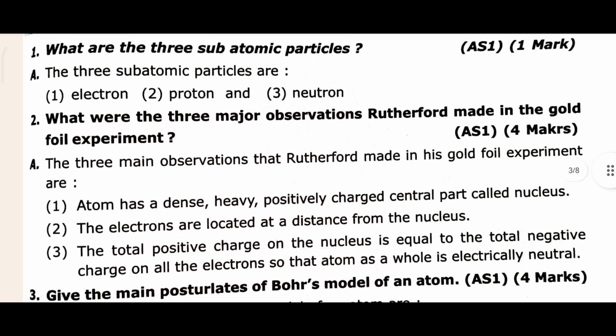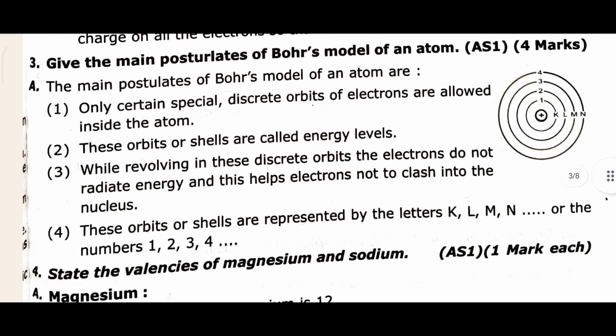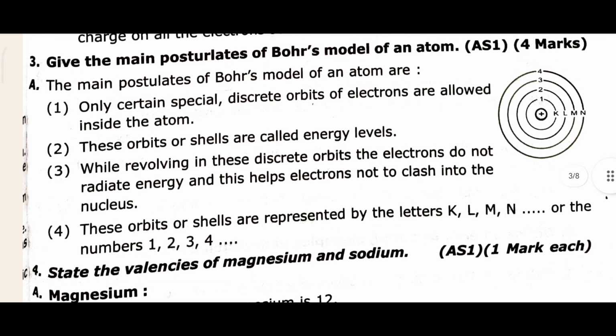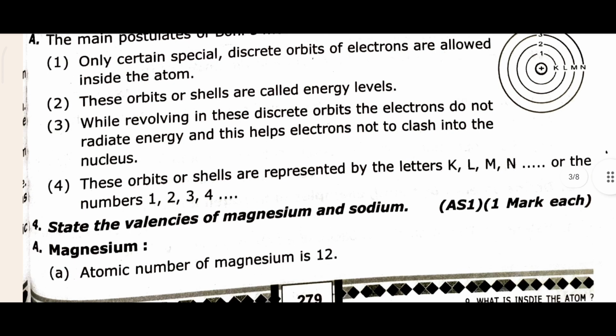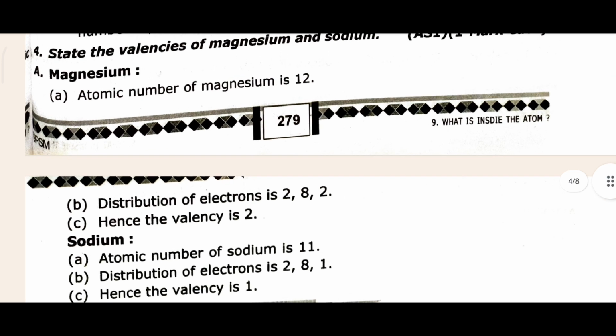And after this is your second question: what were the 3 major observations? And if it is complete, then come to the third one, and that's your third question. Easily you can see from here. If the third question is complete, then come to the fourth one, and that's your fourth question.